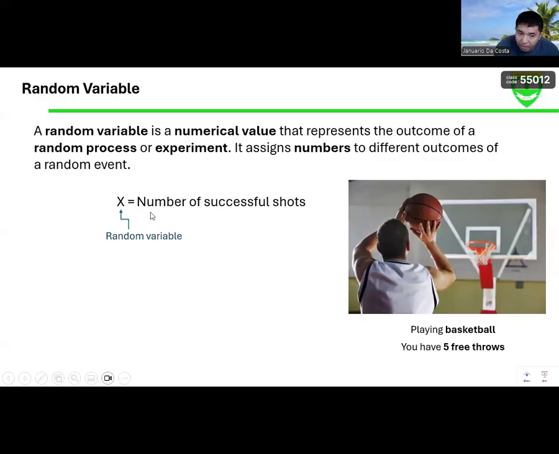Do you understand what a random variable is? Do you understand? Yes, teacher. All right. So what are the possible values of x?